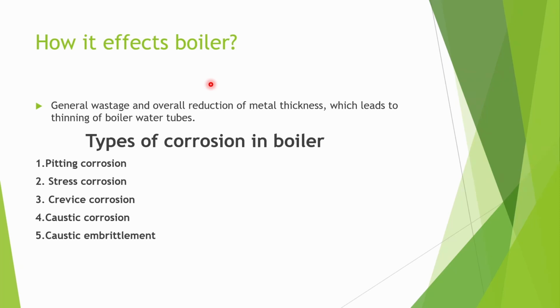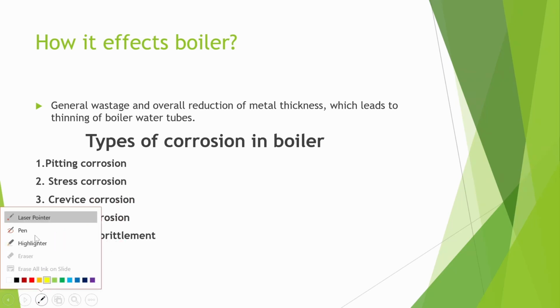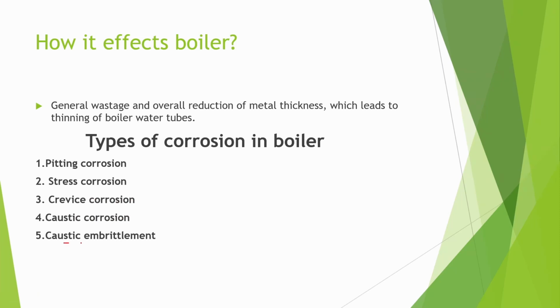So, types of corrosion in boiler. There are basically different types of corrosion. One is pitting corrosion, other is stress corrosion. Then we have crevice corrosion, caustic corrosion and caustic embrittlement. Normally surveyors ask about caustic embrittlement, but sometimes they do ask about caustic corrosion and crevice corrosion also. So we will look at these one by one.